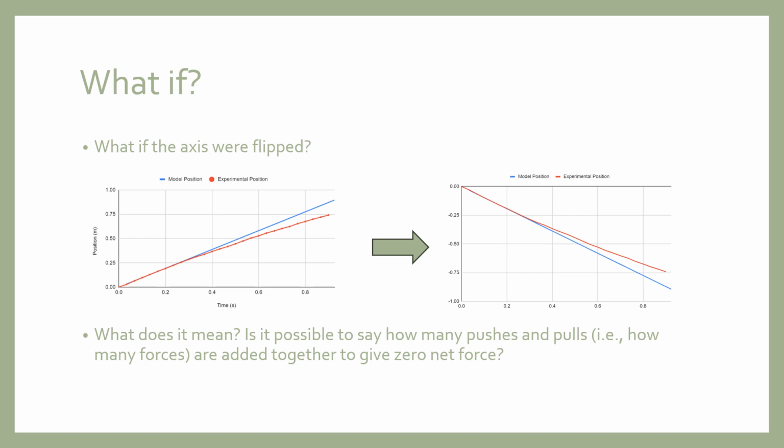The next question is, is it possible to say what forces are added together to give 0 net force? In the computer model, net force was set equal to 0. However, it is difficult to tell if the net force was 0 in the experiment. While the data suggests there was some outside force, such as friction or air resistance, acting upon the cart, slowing it down, it is difficult to determine the exact forces and magnitude upon which they acted on the cart.